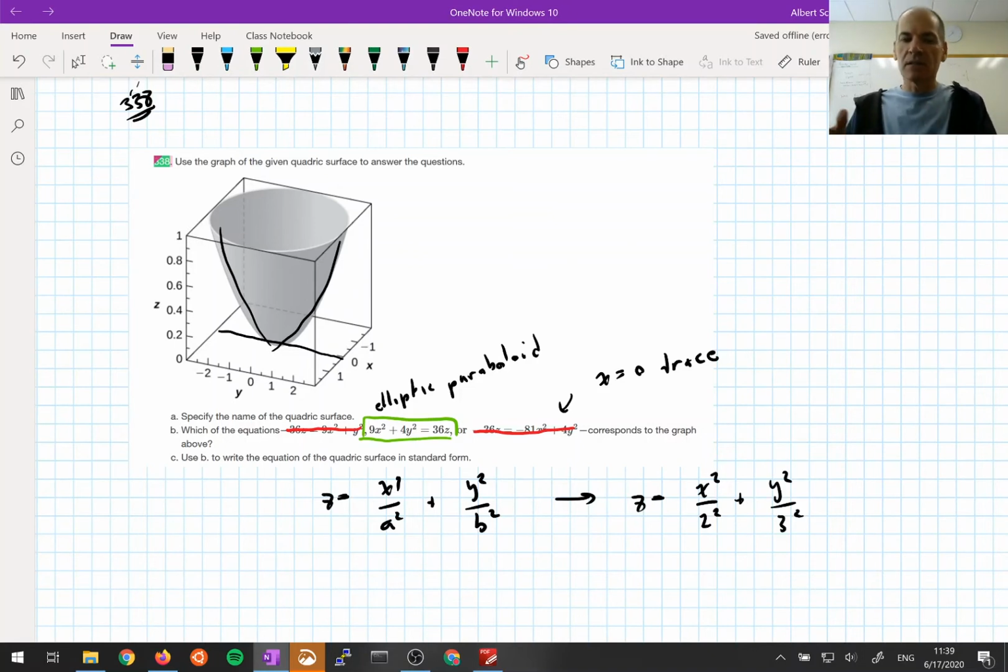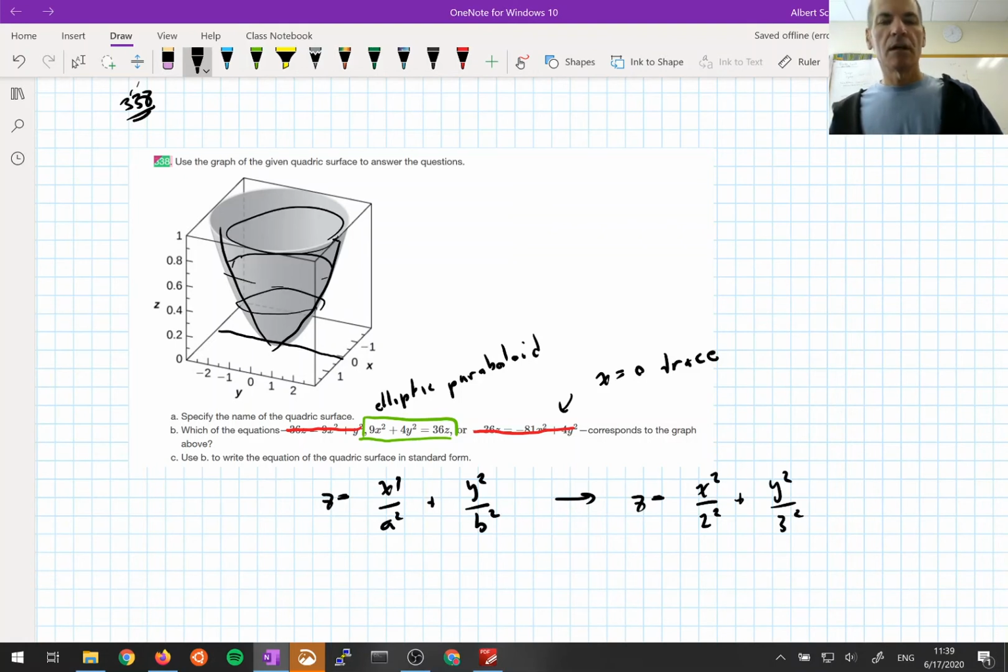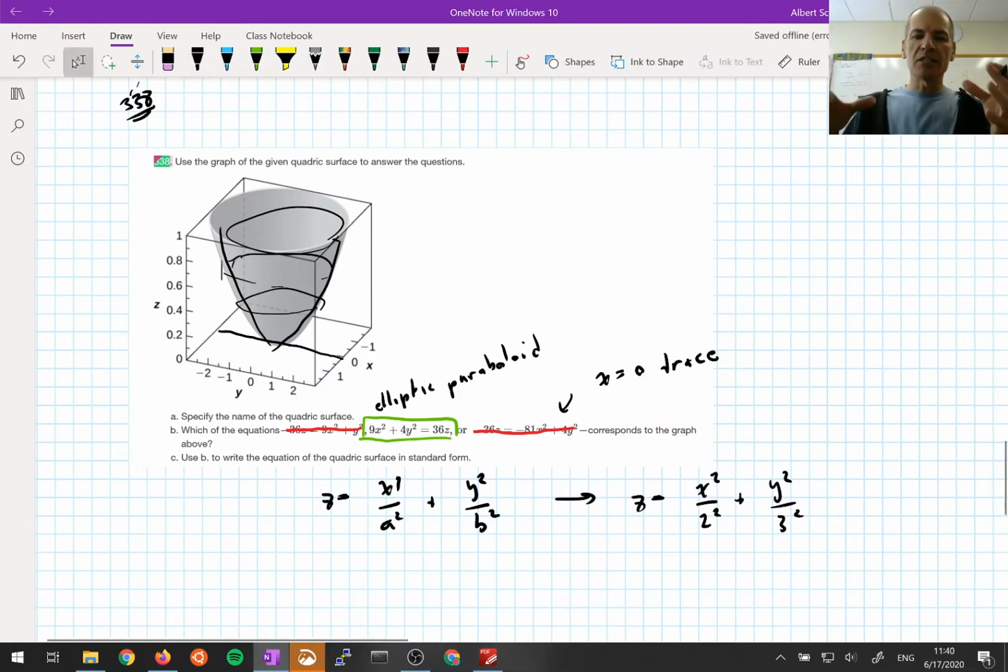You might be wondering, the question's not asking this, but you might be wondering, what are the 2 squared and the 3 squared giving us? The 2 squared is telling us that if we took a sort of a cross section of this thing, what we would see is a collection of ellipses. They're growing in size, but the ratio of the axes of the ellipses would be 3 to 2. 3 in the y direction and 2 in the x direction. So it's giving us a sense of the eccentricity of the cross-sectional ellipses.